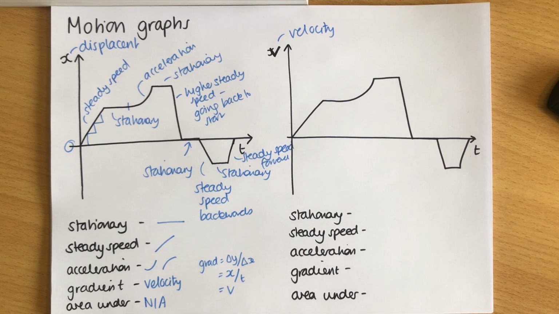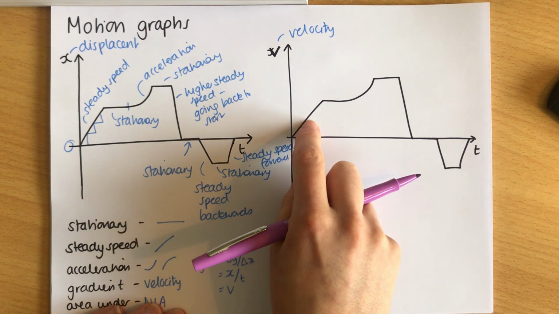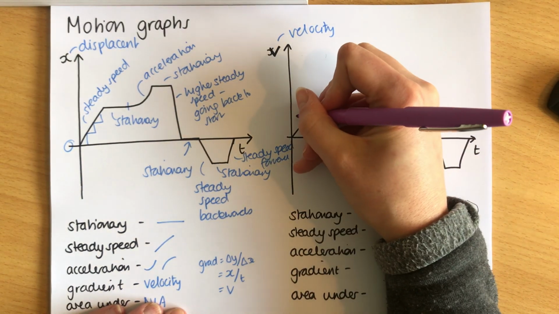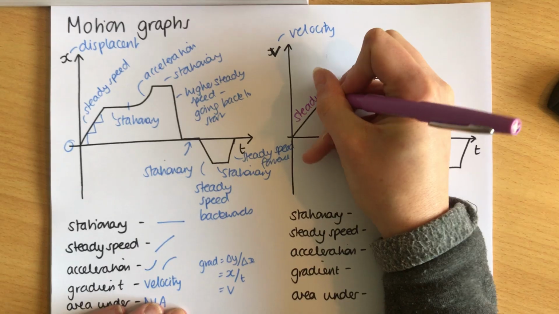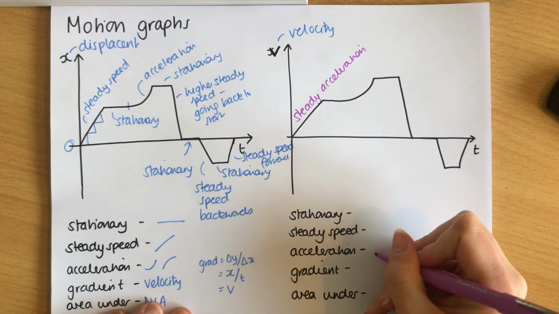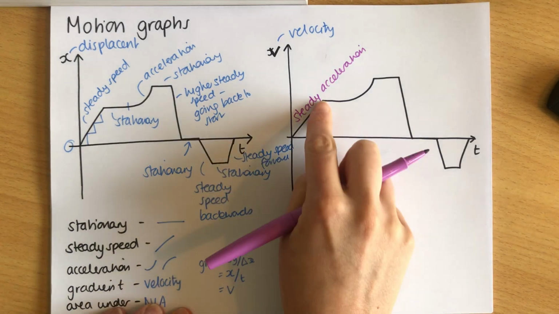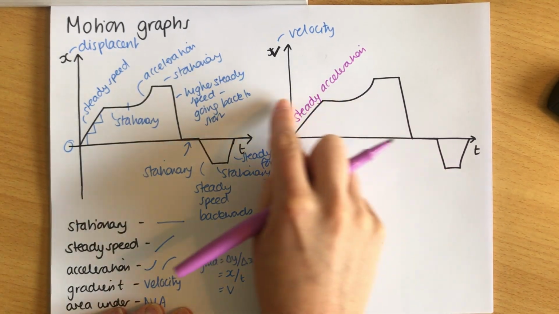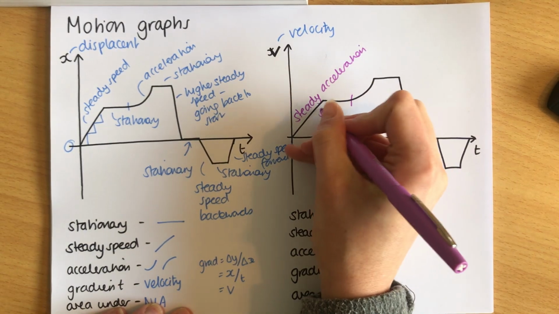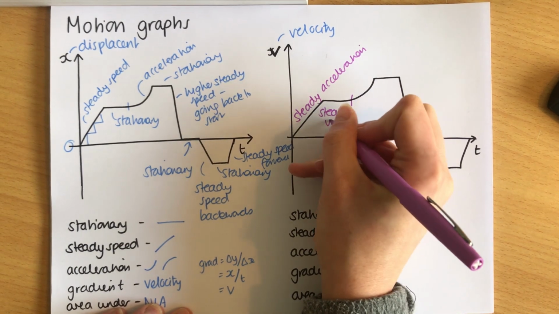So here's the velocity time graph. For the same looking journey, we'll have a very different actual journey. Here, this means that the velocity is increasing. So we've got here a steady acceleration. So for a velocity time graph, acceleration is a straight line like so. A flat line, that doesn't mean stationary. That means that the velocity is not changing, it's staying the same. So this point here is a steady velocity.